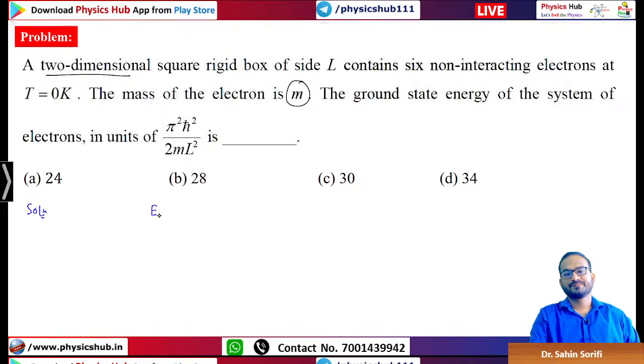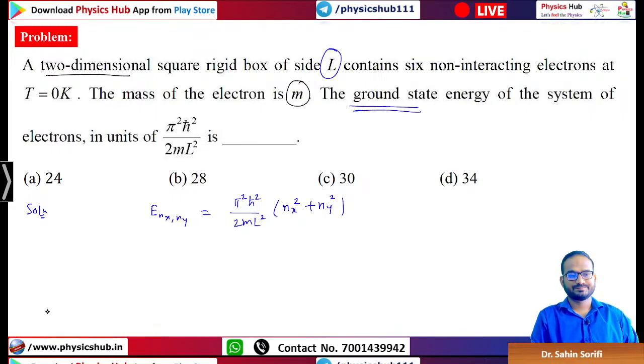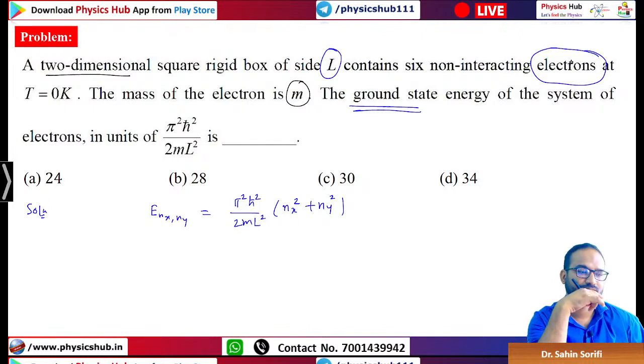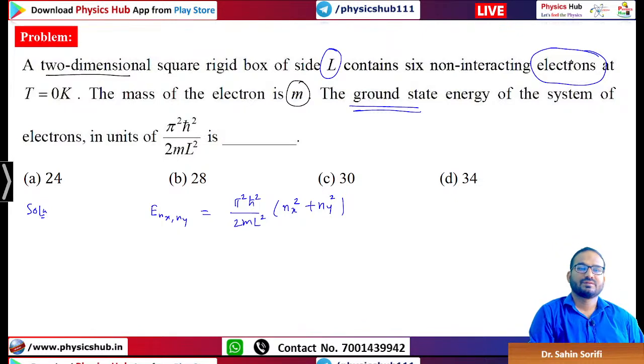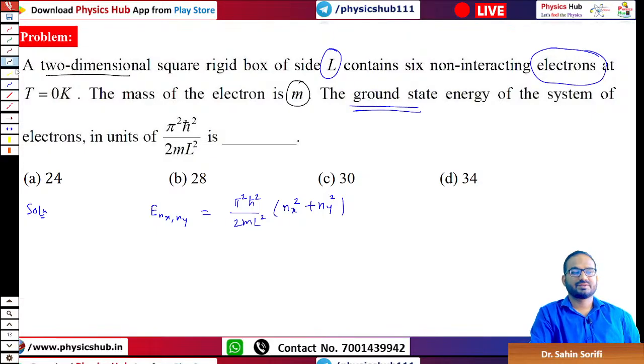So what is the energy? E nx ny, side L, is pi square h cut square by twice m L square, times the quantum numbers nx square plus ny square. You have to consider the ground state. We have 6 non-interacting electrons. So what will be the ground state configuration?